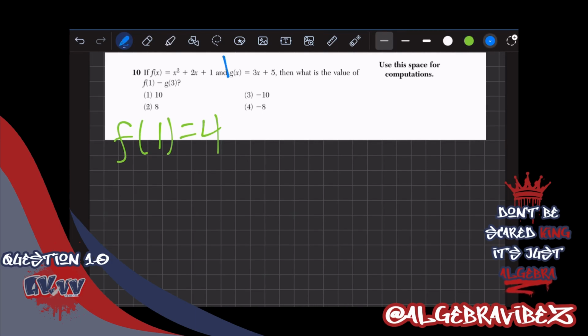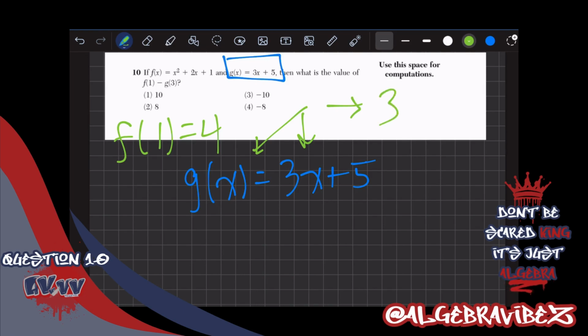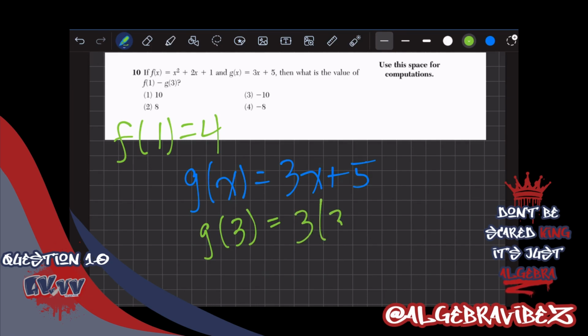So now we're going to work with this next function, g of x. g of x is equal to 3x plus 5, where our value for everywhere we have an x is going to equal 3. So we're going to go ahead and plug in 3 anywhere that we see an x. So g of 3 is equal to 3 times 3 plus 5.